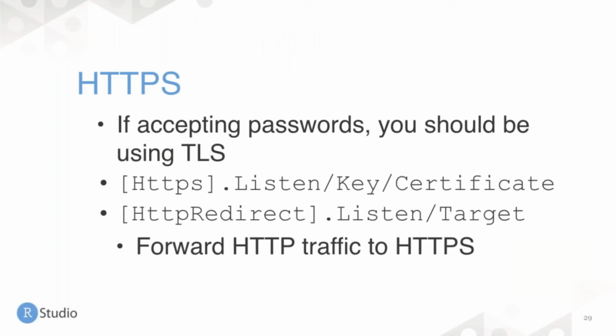You just set up the HTTPS section. You set up the listen, key, and certificate settings to define what port, what certificate, and what key you want to use for HTTPS. You can also set up the HTTP redirect, which says, for instance, if you want to listen on port 80 for HTTP requests and forward them onto HTTPS, then this allows you to do that all self-contained within the server. This is something that you should pretty strongly consider, especially if you're accepting usernames and passwords.